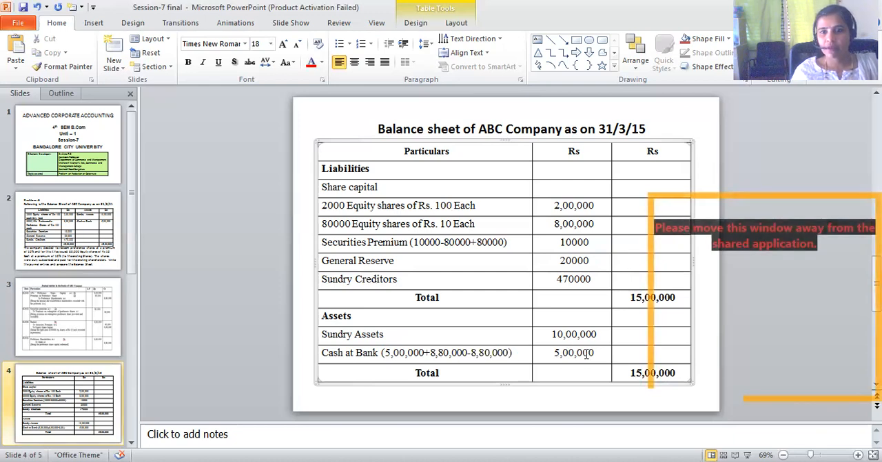So finally we are left with 5 lakhs. If you total it up, 15 lakhs is the total on the asset side as well as on the liability side. This is about this problem.